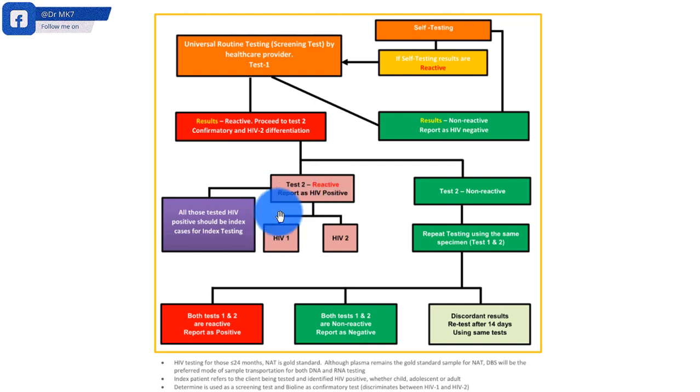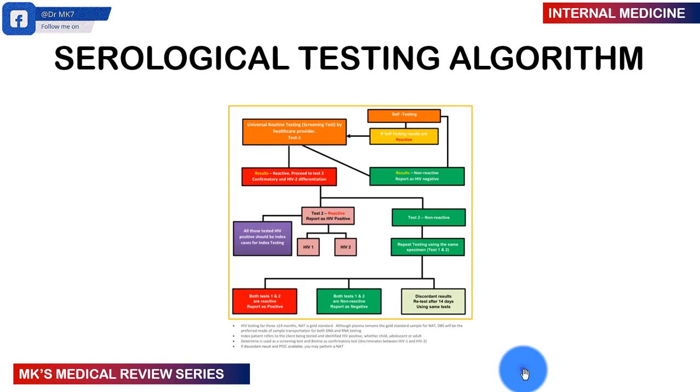If the second test is negative and it's discordant, meaning the first one was positive and the second one is negative, then we repeat using the same specimen, test 1 and test 2. If both of them are positive, we record it as positive. If both of them are negative, we record it as negative. If one is positive and another one is negative, we tell them to go back, and they come back after 14 days and we repeat the test. So this is the testing algorithm that is there for HIV. I talked about it much earlier on. I really hope you understand this.